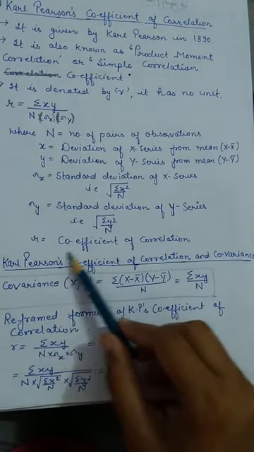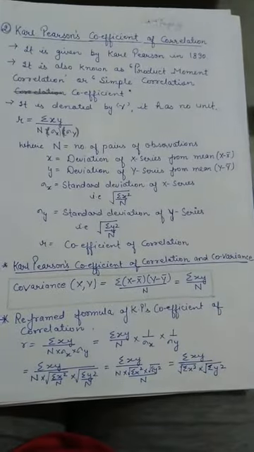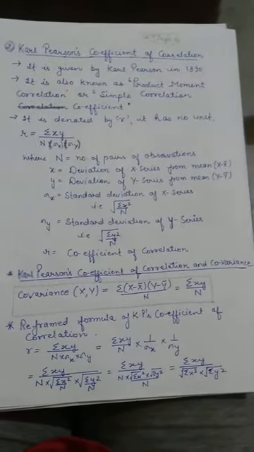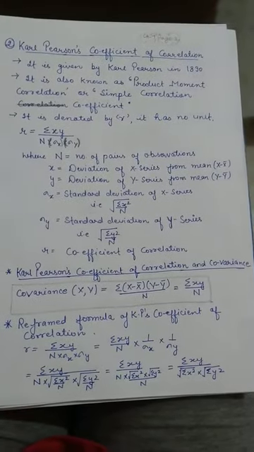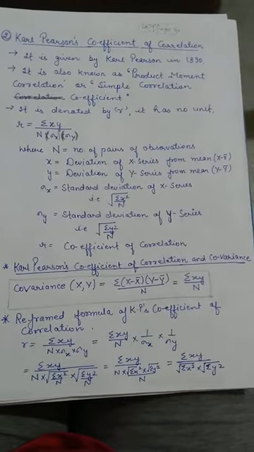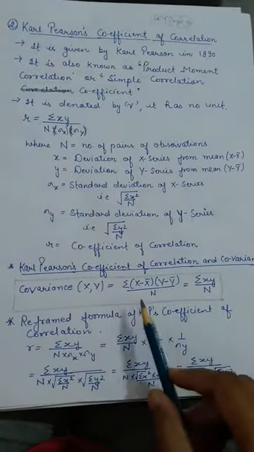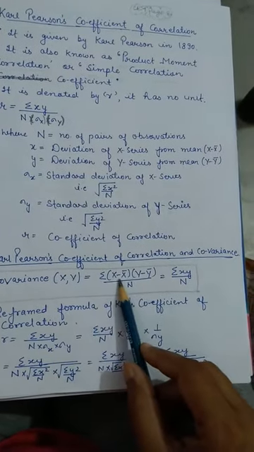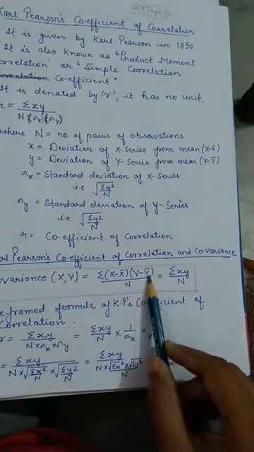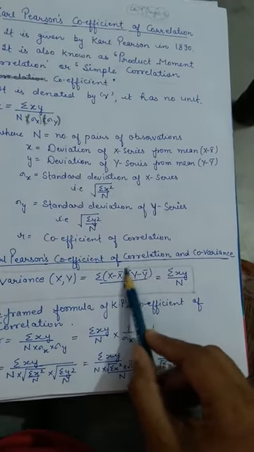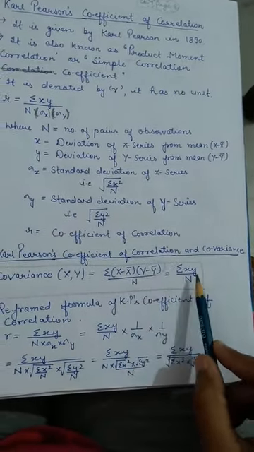And what is your R? R is the coefficient of correlation. We can also find a relationship between the coefficient of correlation and a new formula of covariance. One formula we have done in the standard deviation chapter. One formula can be this also: covariance is sigma (x minus x bar)(y minus y bar) upon n, where x minus x bar is your small x and y minus y bar is your small y.